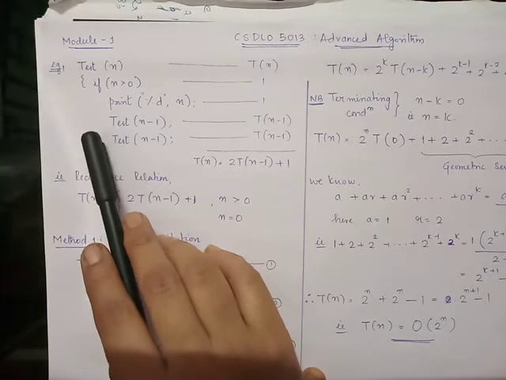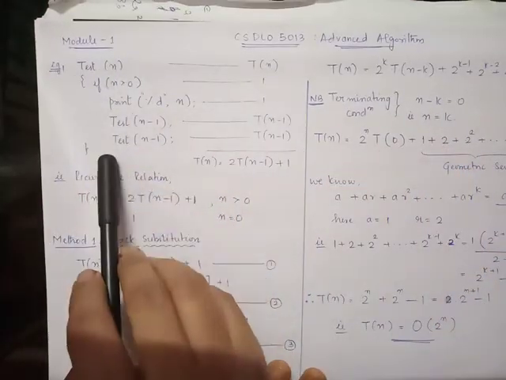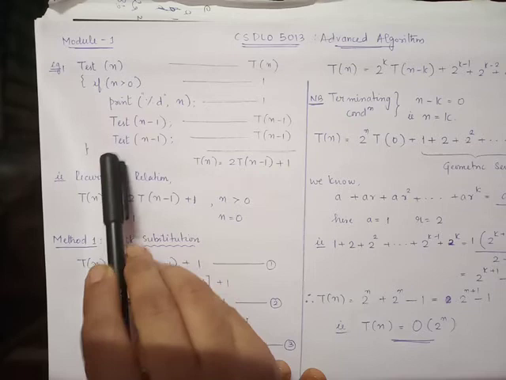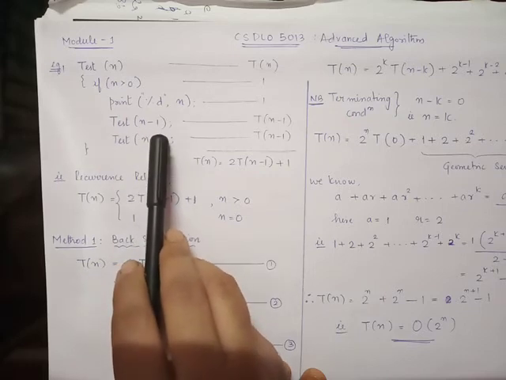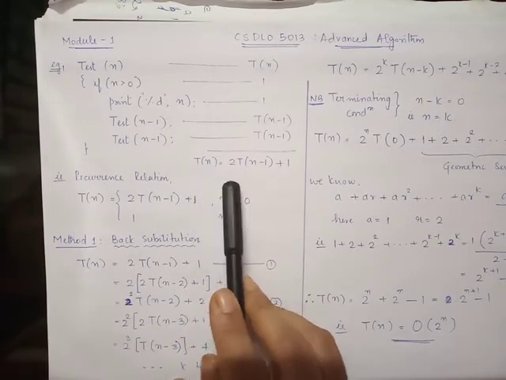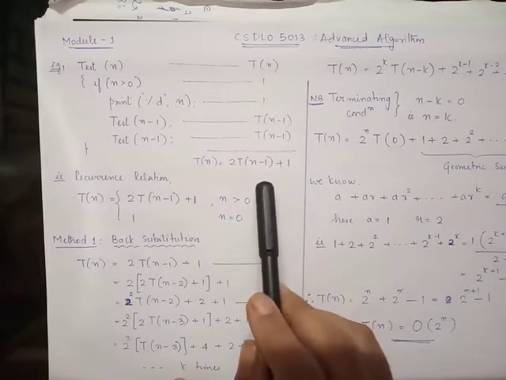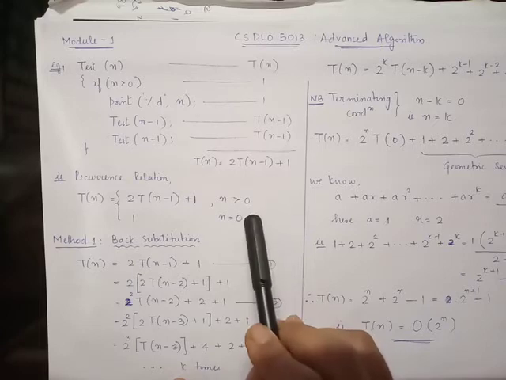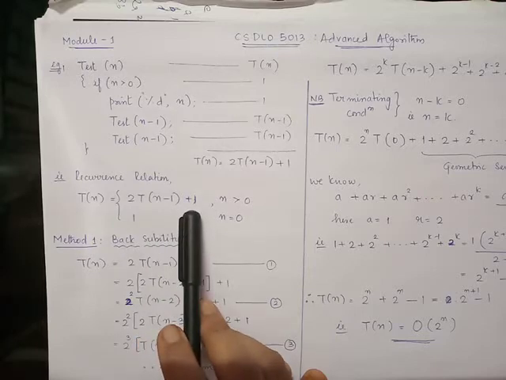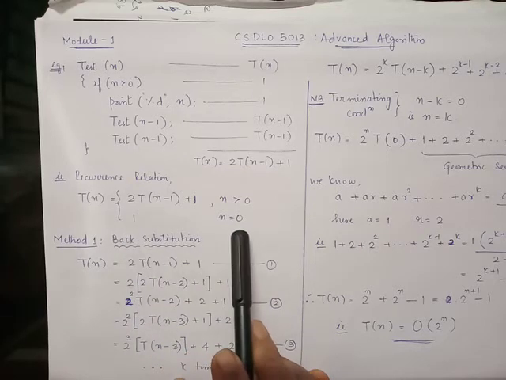Now let us discuss another example. Here we can see that the code snippet is invoking the same function 2 times, with a value of n minus 1. So again we can write the recurrence relation as t of n is equal to 2 times t of n minus 1 plus 1. Now to make our recurrence relation more precise, t of n is equal to 2 times t of n minus 1 plus 1 when the value of n is greater than 0, and t of n is equal to 1 when n is equal to 0.